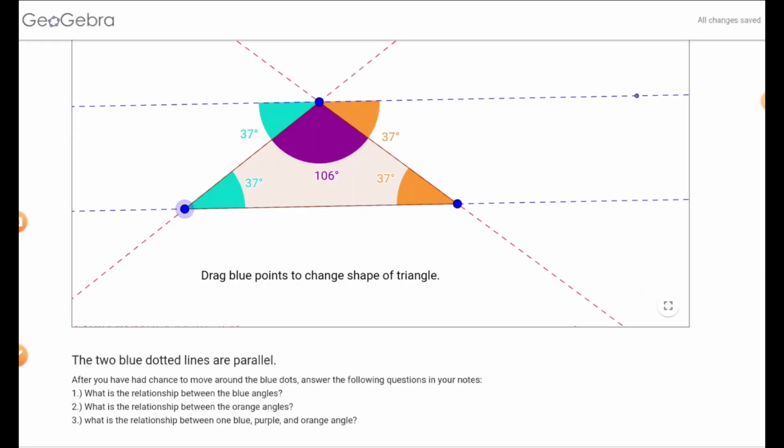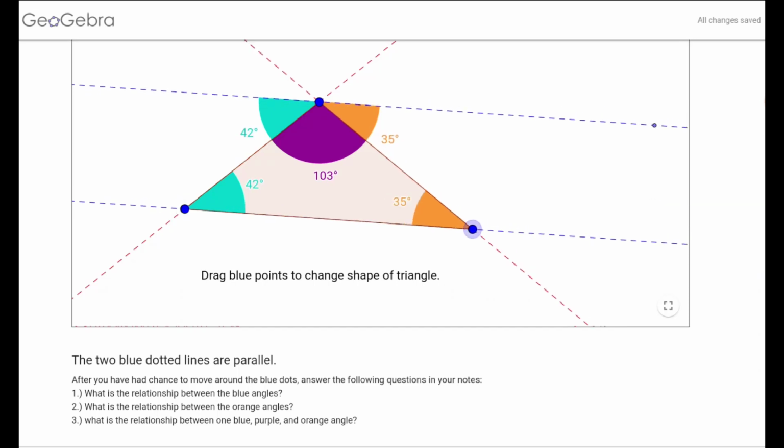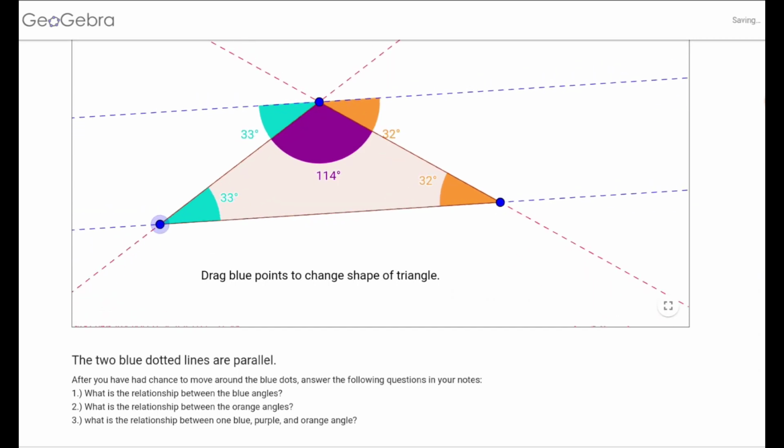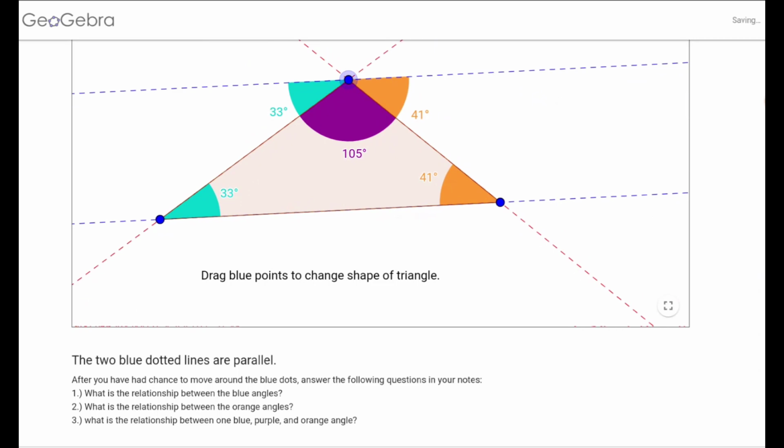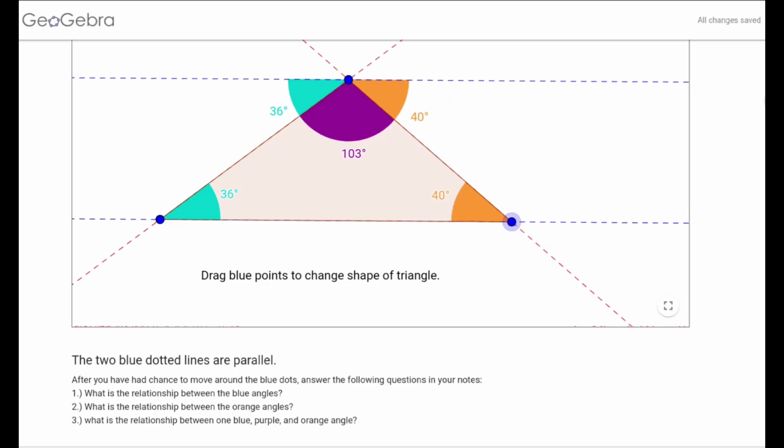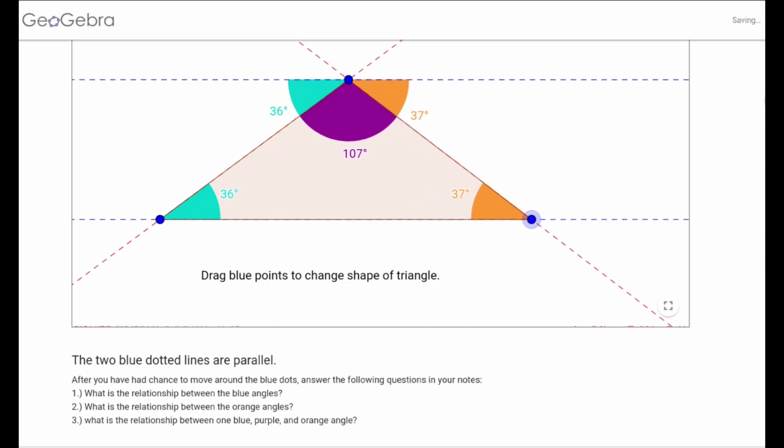Your job is to move these little vertices around a little bit, and then also try to answer some of these following questions. So here's the 3 questions. What is the relationship between the blue angles? So move these around so you can grab and touch these points, and see what happens to the blue angles. What's the relationship between the orange angles? That's question 2. And the last one is, what is the relationship between one blue, one purple, and one orange angle? So go ahead and mess around with that and then answer the questions below.